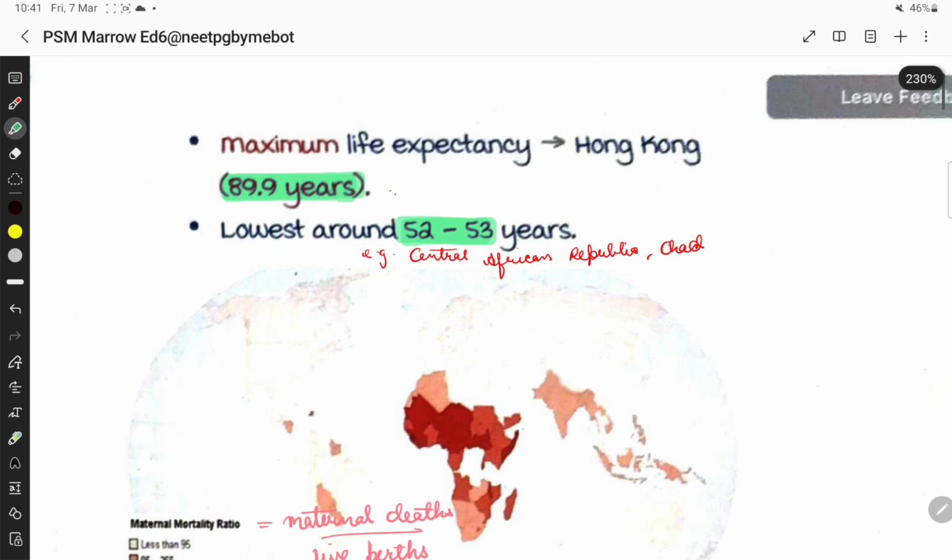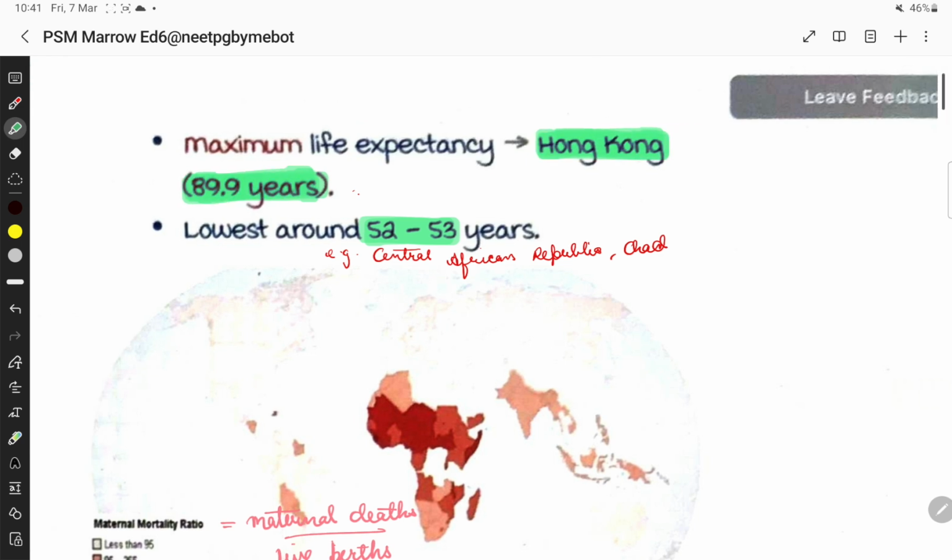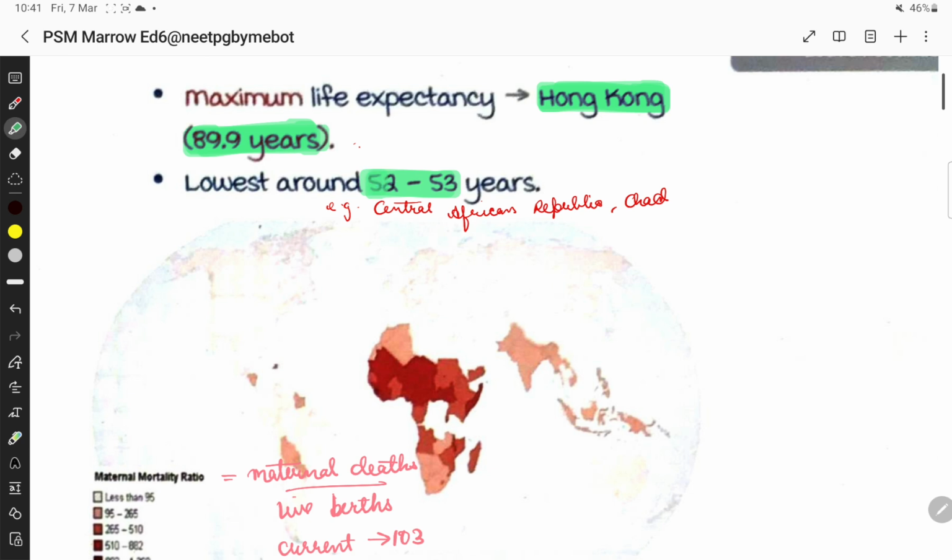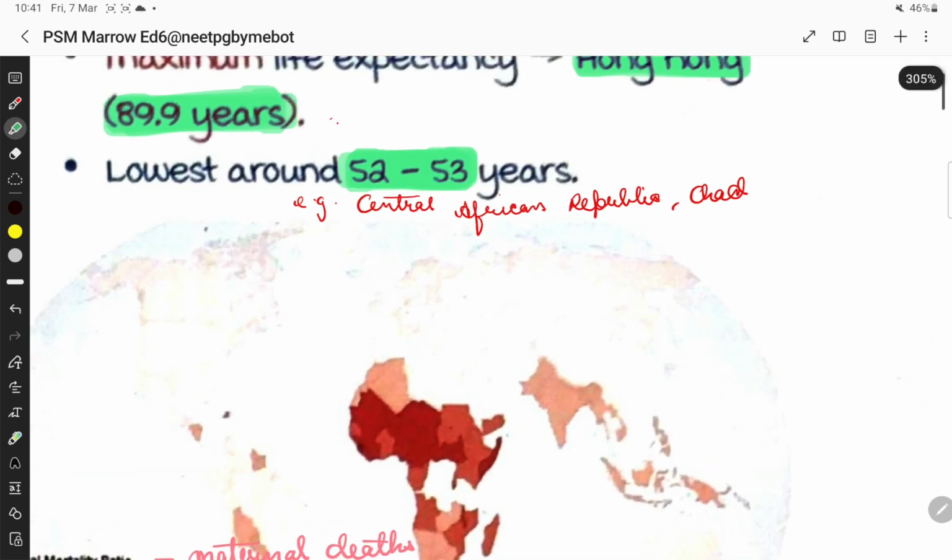Maximum life expectancy is of Hong Kong, that is 89.9 years, and lowest is around 52 to 53 years. Lowest life expectancy, 52 to 53 years, is seen in Central African Republic and Chad.